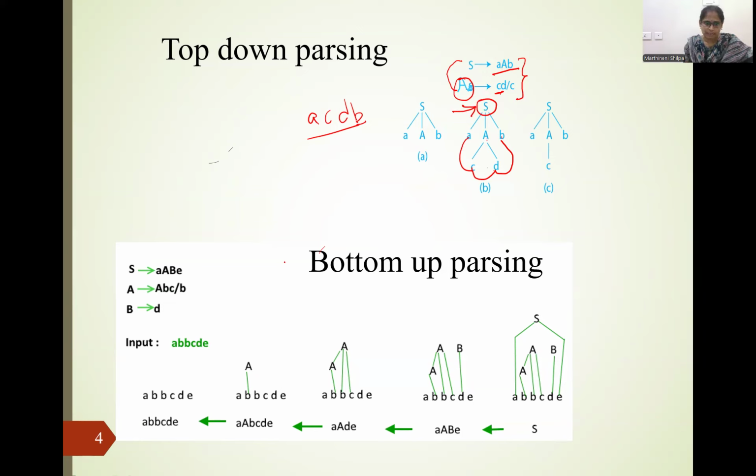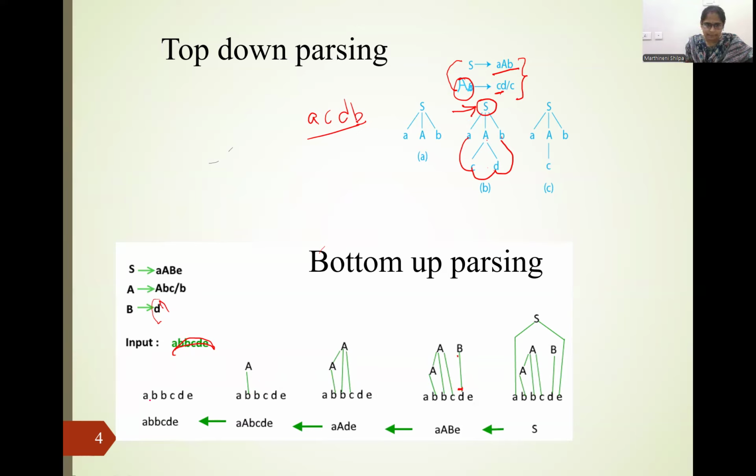And bottom-up parsing means this input string is taken as input and one by one each character is reduced to its non-terminal, because wherever D occurred, this D is going to be reduced to B. Here D occurred and this D is reduced to B.